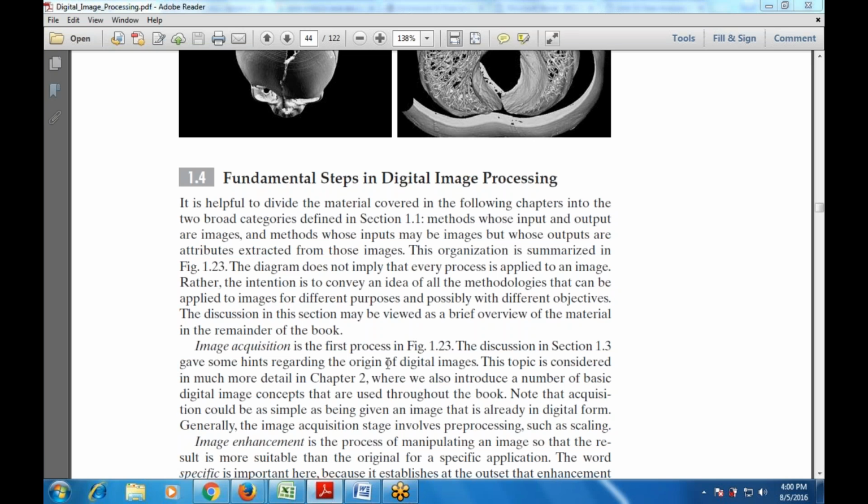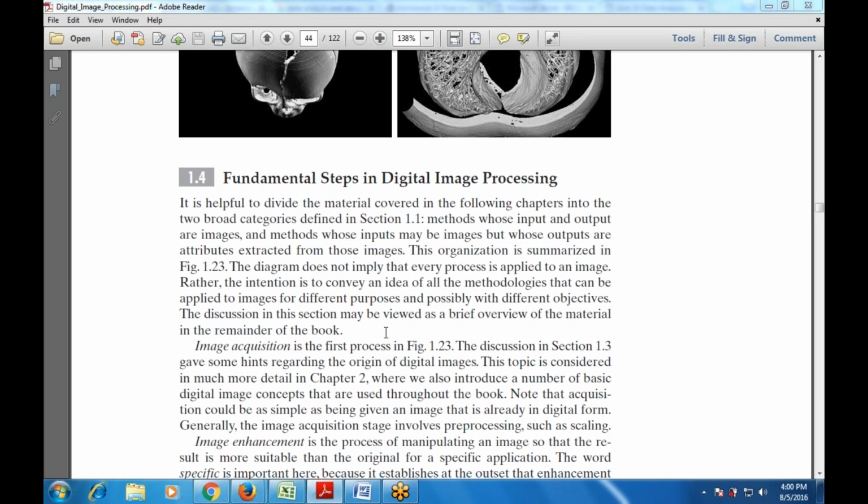In the last class, we covered some topics of chapter number 1, the introduction to image processing. What are the various steps used for image processing, or what are the various methods by which we can do image processing?